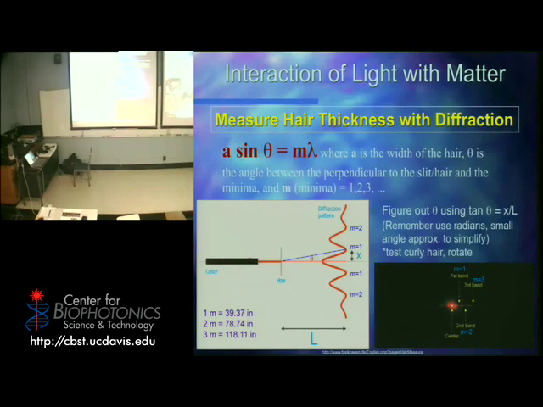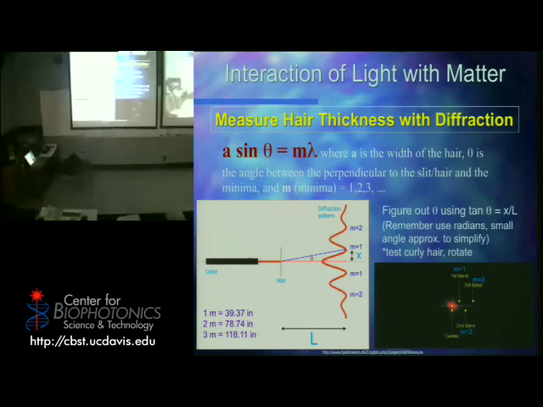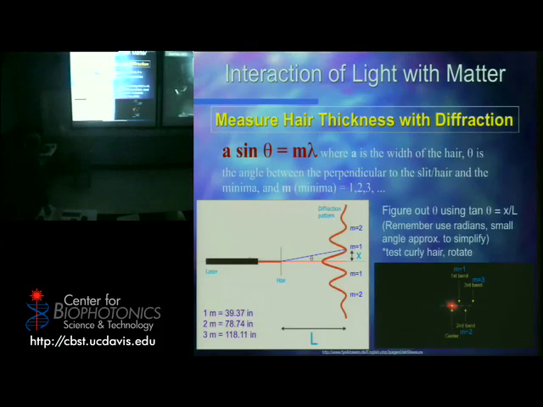Let me show you here what you're doing. So, this is a diagram. Here's your laser. Here's your hair, okay? The distance from your hair to the pattern on the wall is the distance L. Okay? So you see this is the bright spot. This is the center point. This is the really bright spot. Then there's a minima, a dark spot, a bright spot, a dark spot.